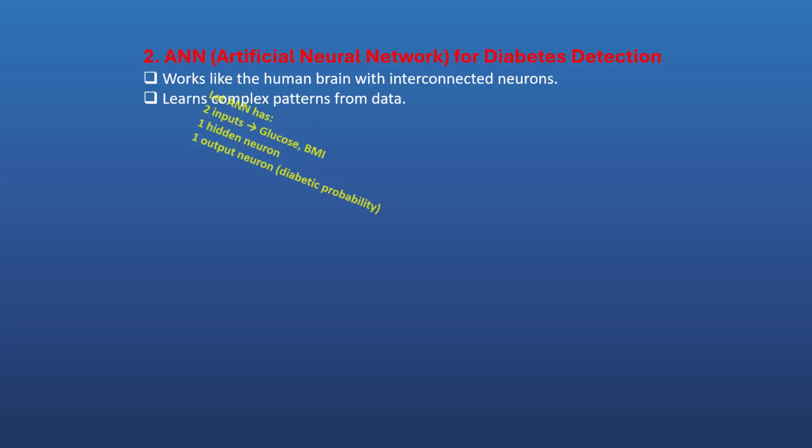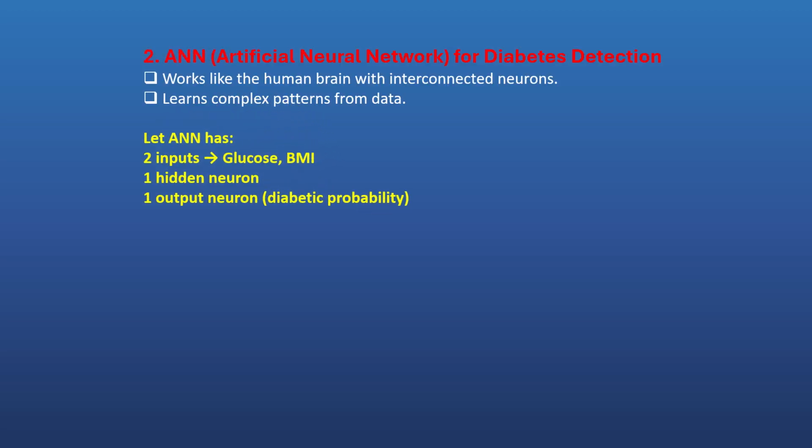Now we use an artificial neural network for diabetic detection. It works like the human brain with interconnected neurons, learning complex patterns from data. Let the ANN have inputs like the previous problem, glucose, BMI, etc. Here there is one hidden neuron and one output neuron for diabetic probability.